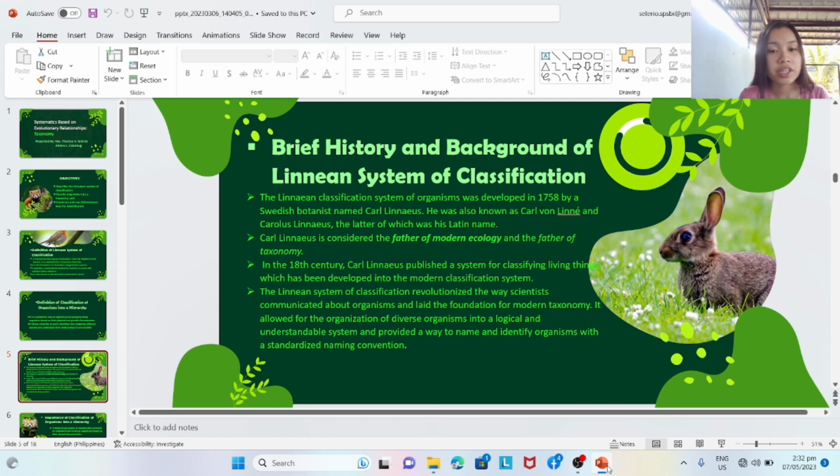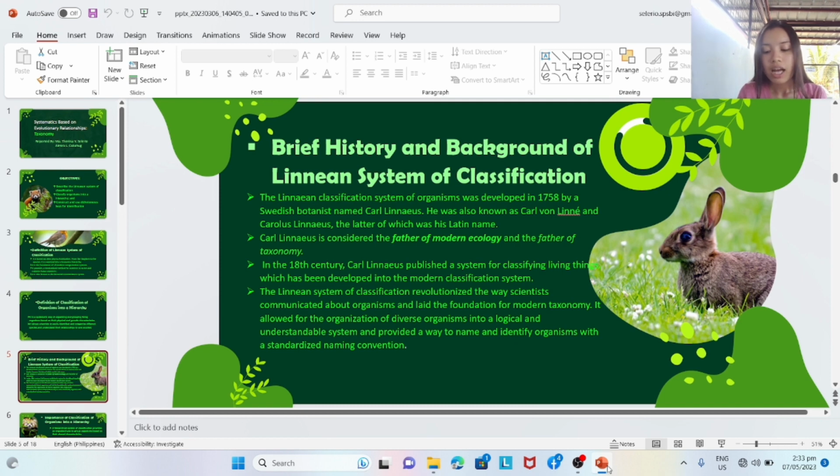In the 18th century, Carl Linnaeus published a system for classifying living things which has been developed into the modern classification system. The Linnean system of classification revolutionized the way scientists communicated about organisms and laid the foundation for modern taxonomy. It allowed for the organization of diverse organisms into a logical and understandable system and provided a way to name and identify organisms with a standardized naming convention.